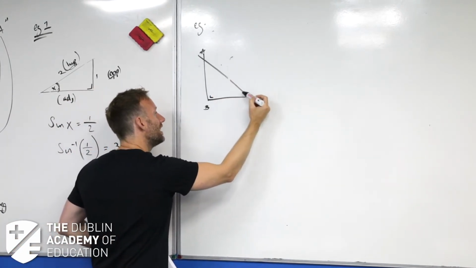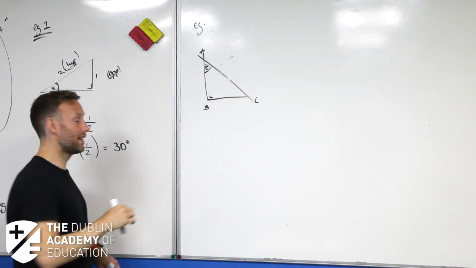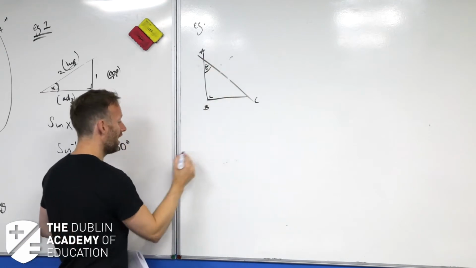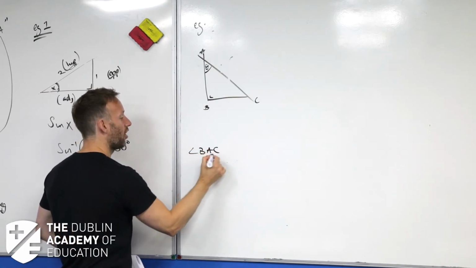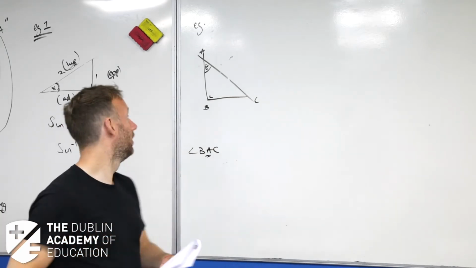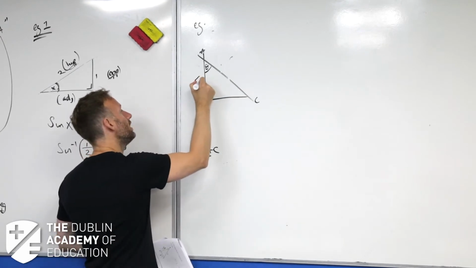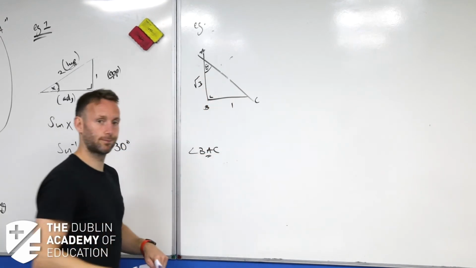BAC. So we're looking for that angle there. Right, so BAC. So just call it out BAC. If we're looking for an angle BAC, it's always the middle letter. Okay? So the middle letter is where the angle is. So it's that A there. Now, we're also told that A to B is root 3, and we're told that B to C is 1.